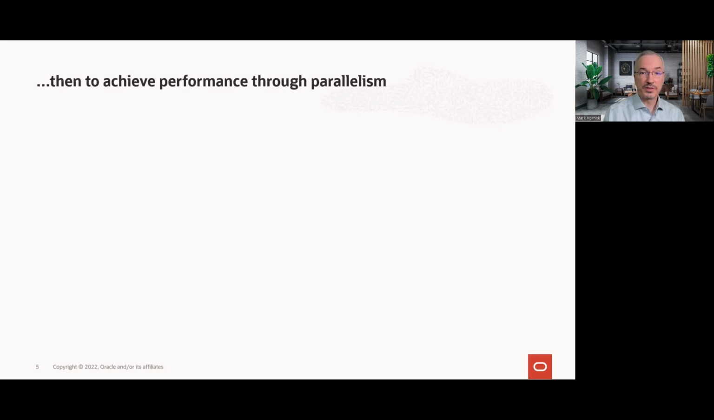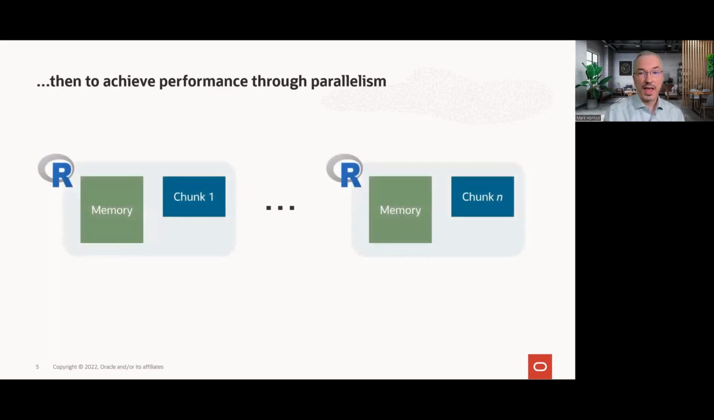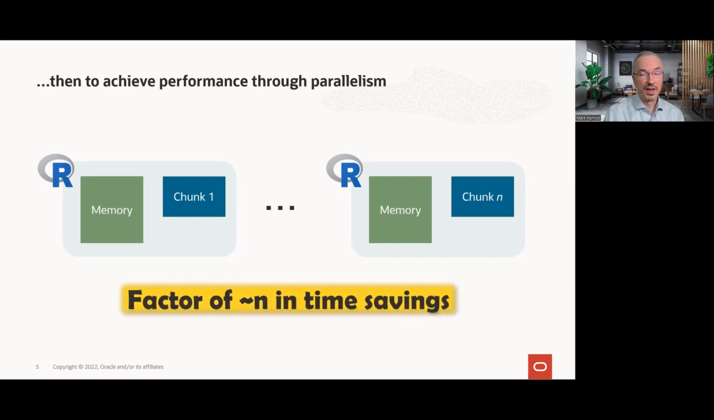To achieve performance, we introduce parallelism. And if we spawn multiple R engines, we can expect to see elapsed time reduced significantly, perhaps by as much as a factor of the number of R engines used. This type of approach is often referred to as embarrassingly parallel, since it's so easy to implement.